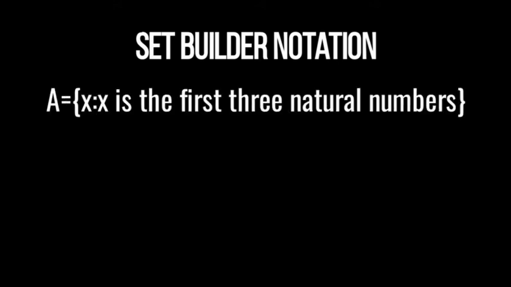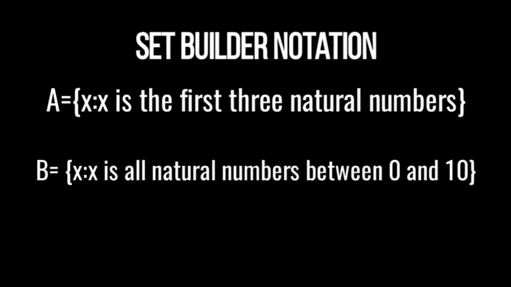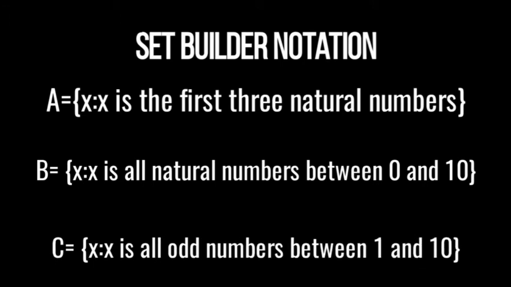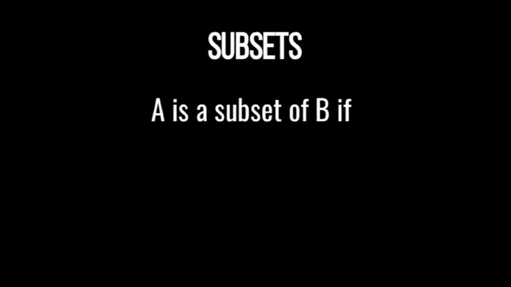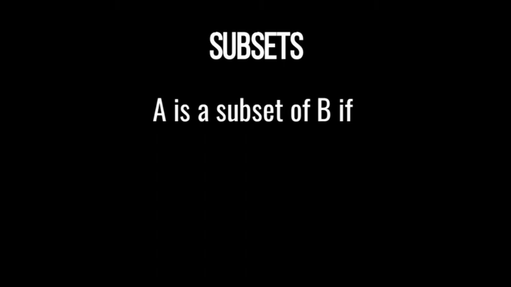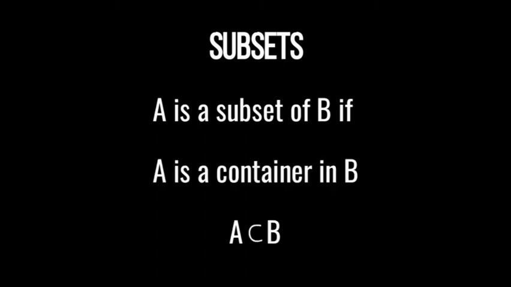Now let's look at set A. Set A is defined as the first three natural numbers, set B is defined as all natural numbers between 0 and 10, and set C is defined as all odd numbers between 1 and 10. So we have them in a tabular form. We say A is a subset of B if A is contained in B, that is, all elements in A are in B. That's the condition for the subset description.